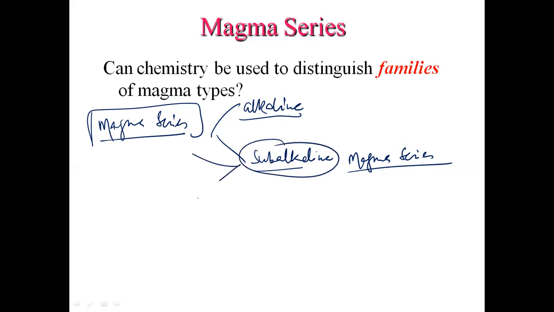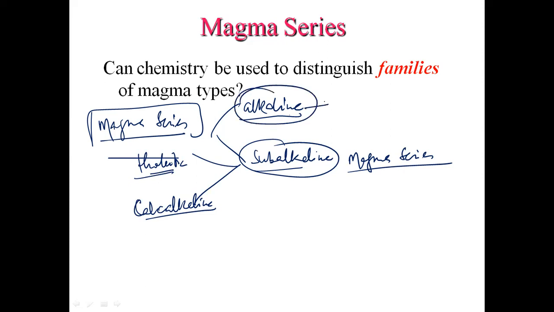So your magma series is of two kinds, alkaline and subalkaline. Basically your subalkaline is divided into two parts: tholeiitic magma series and calc-alkaline. So as the name suggests, your alkaline magma series is rich in alkalis, meaning rich in sodium oxide and potassium oxide.